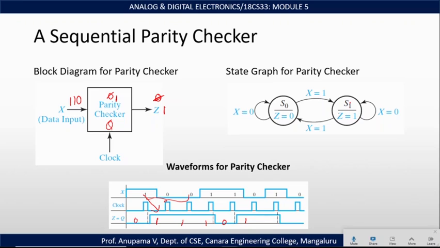And the current state of the sequential parity checker is S1 or Z is equal to 1, and if the input X is equal to 1 is fed into the sequential parity checker, what is the next state? So, Z is equal to 1 and the next input is 1. What is the parity bit of 1 1? The parity bit of 1 1 is 0. Hence, the next state will be Z is equal to 0, or S0. So, this is the state graph. The same waveform I have represented in the form of a graph.